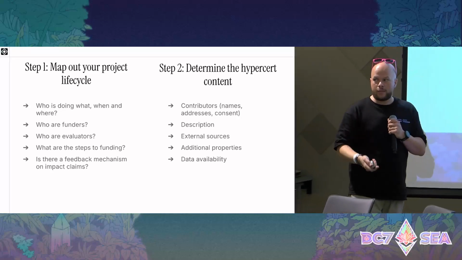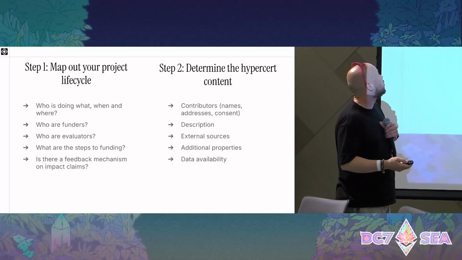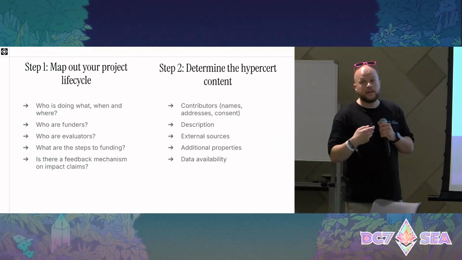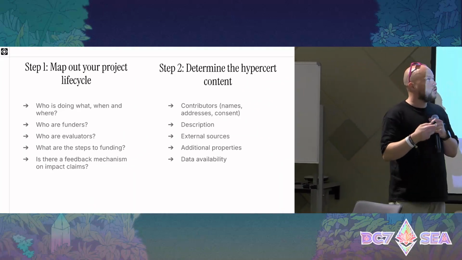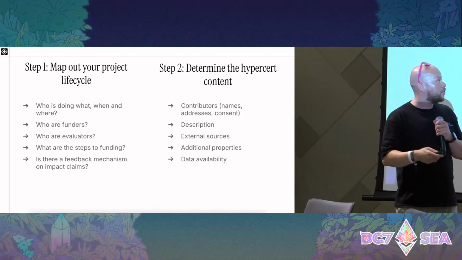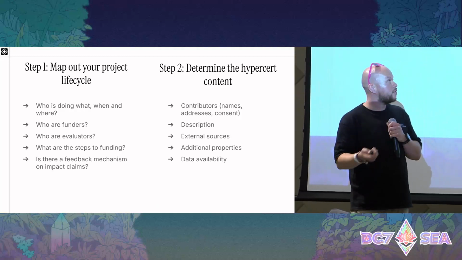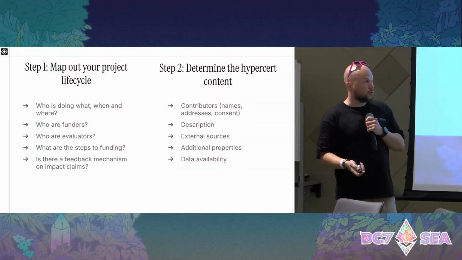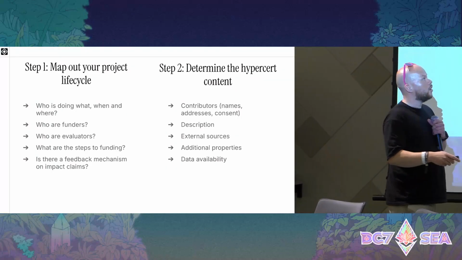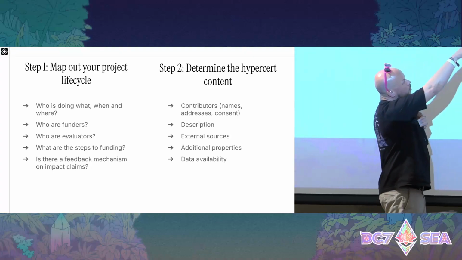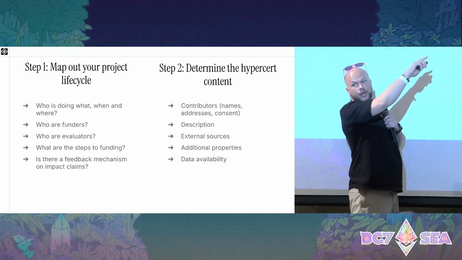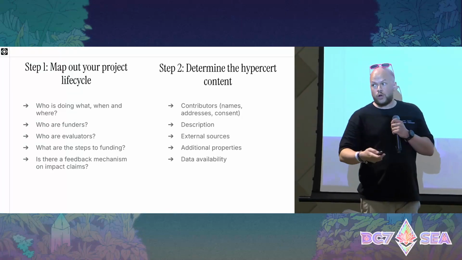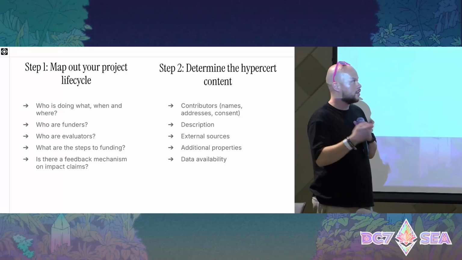Again, a claim in itself is useless. We want it to be evaluated. And then when we have that done, we'll do step 2, which is actually determining the hypercert content. So who are the contributors? What are the names? What are the addresses? Did they give consent? The description of the work, additional resources, additional properties, and data availability. None of these last ones are a given or necessary per se. But if you want to work with your own unique context, it's important to consider this as well.